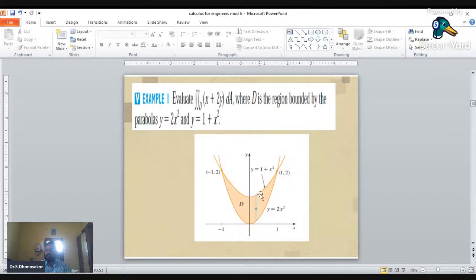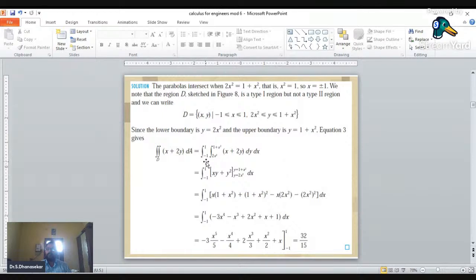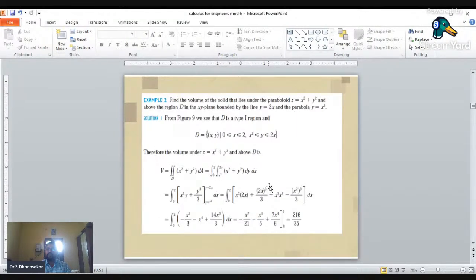The region in between these two curves is the region where you are going to integrate. When I draw a vertical line, it starts at the curve y equal to 2x square and ends at the curve y equal to 1 plus x square. At that time, your x varies from -1 to +1. So this is what is given here: -1 to +1, 2x square to 1 plus x square, x plus 2y into dy dx. First, you have to integrate with respect to y, then you have to integrate with respect to x, right? Now let's go to the next example.